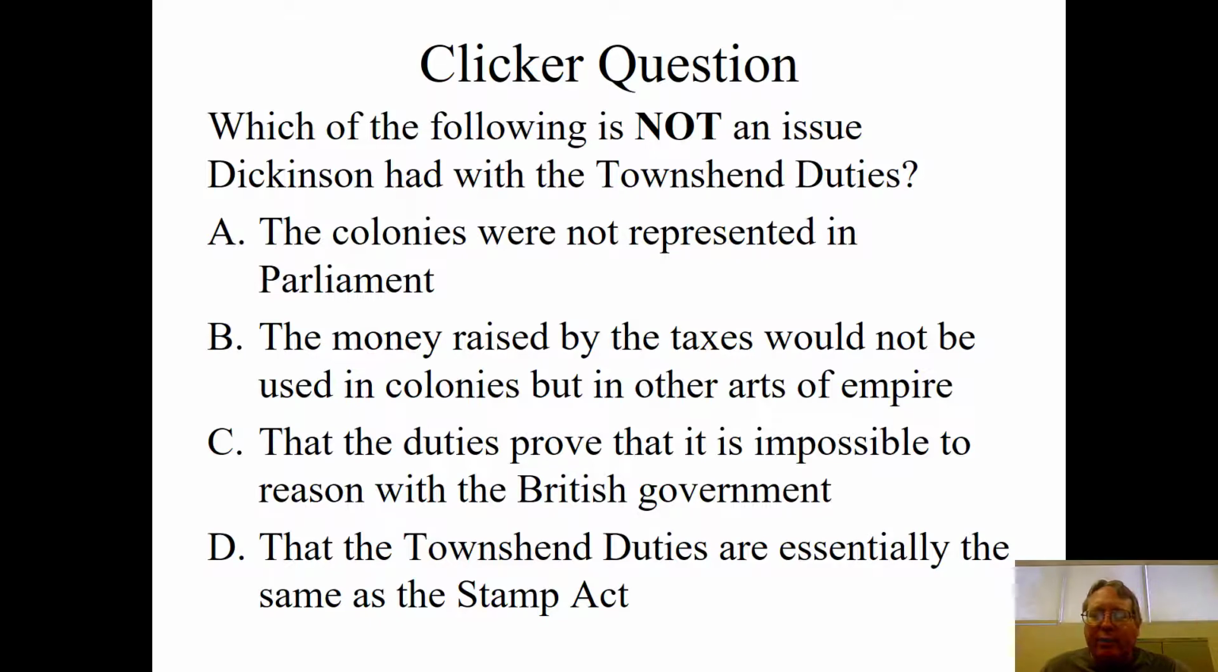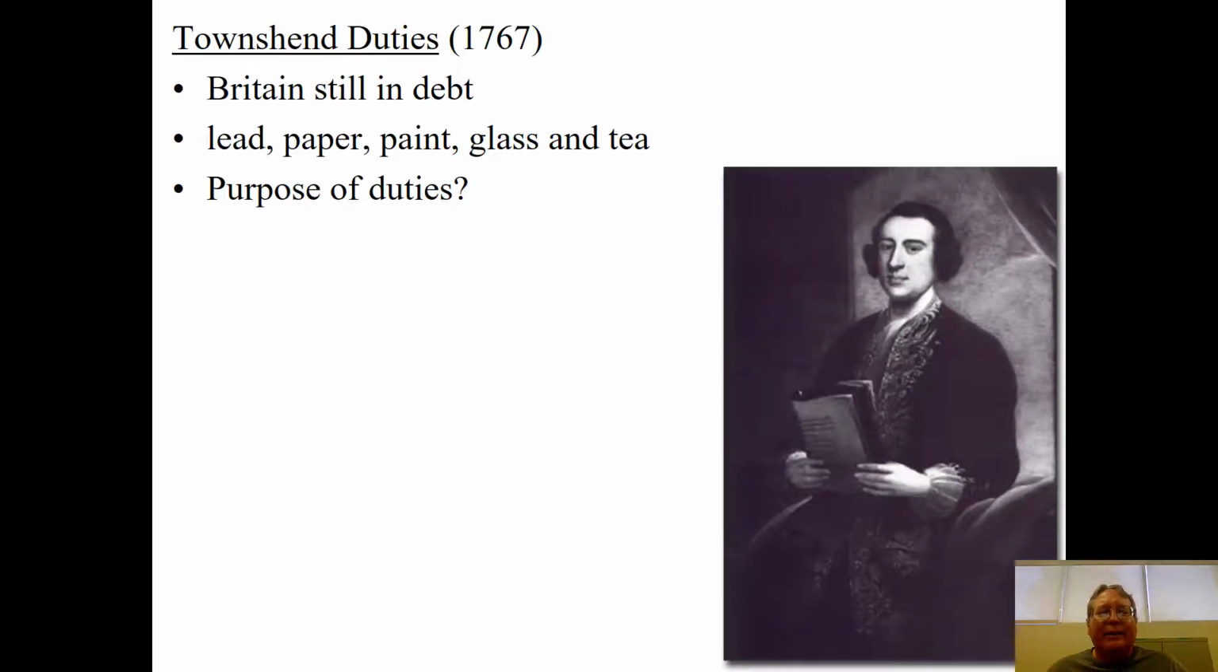And this is where the real power of his penmanship comes from, his political thinking, if you will. He points out that, look, to go back to this, I think it's on the next slide here, right? Dickinson says, look at what these items are. I can prove to you by looking at these items that this has nothing to do with regulating trade, and it's everything about raising taxes, raising money for the British government. He says, because look at what it is. It's lead, paper, paint, glass, and tea. All things that we American colonists have to import.